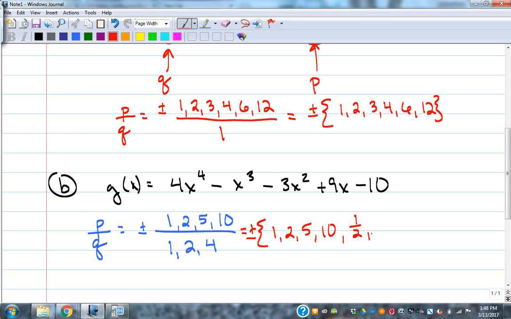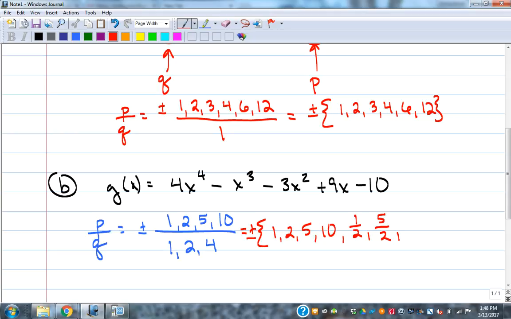What's 2 divided by 2? 1. I've already got that listed. I don't have to write it again. 5 divided by 2. Do I have that written down yet? No, I don't. So that's a possibility. What's 10 divided by 2? It's 5. I've already got a 5 written down, so I don't have to write it again. Okay, so we just added 2 more, or technically 4 numbers to the list.